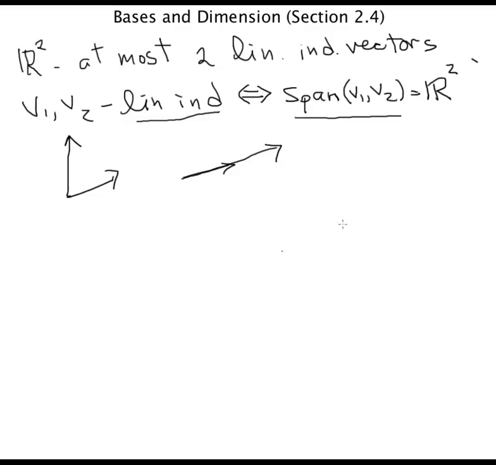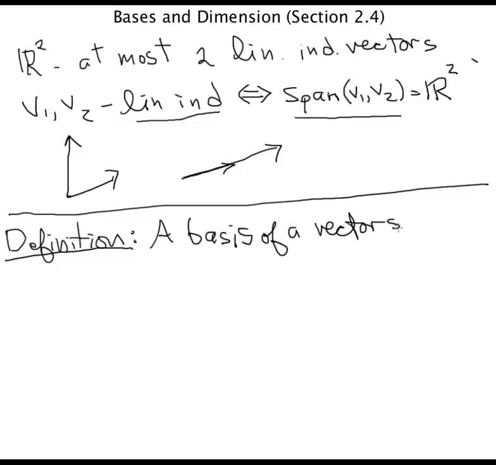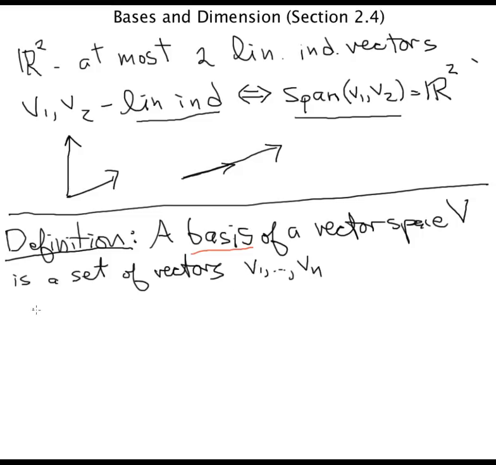So a basis of a vector space, I'll give that definition now. A basis of a vector space is a set of vectors with 2 properties. First of all, they're linearly independent.